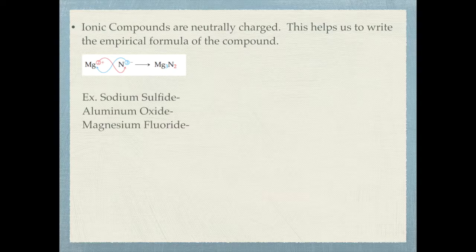If you look at this example, you've got sodium sulfide. Sodium has a +1 charge. Sulfur, or sulfide, has a -2 charge. And so when you cross your charges, what you're going to get is Na2S.